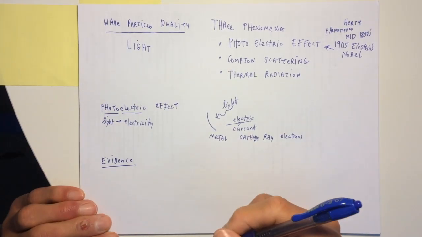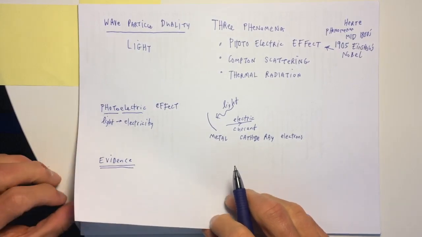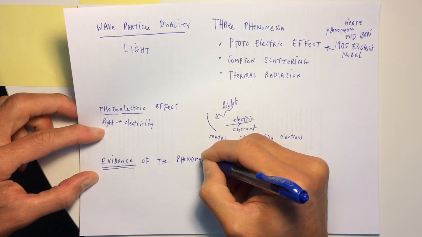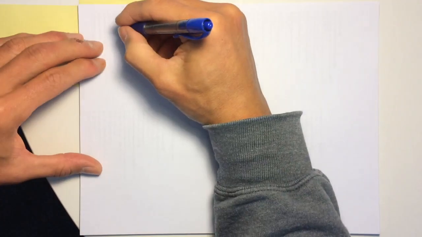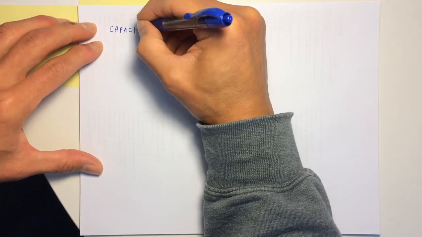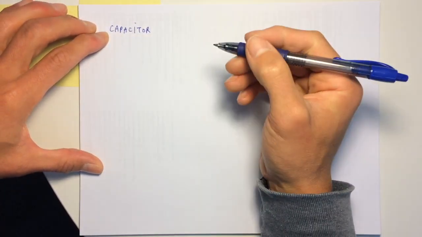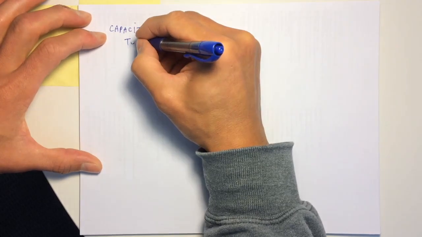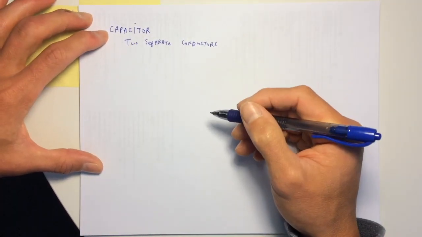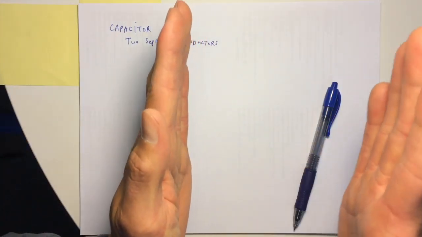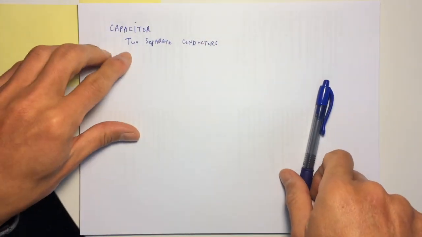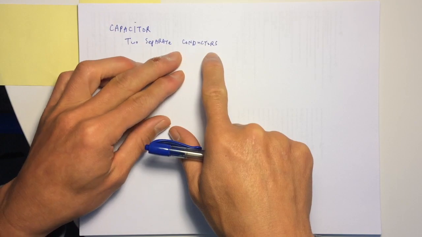All right, so let's start here, and I'm going to start on a new piece of paper. So evidence of the phenomenon. You remember, or I hope you have seen this before, an example of a capacitor device is two separate pieces of metal, two separate conductors. You may remember from your early classes that you have one metal sheet and another metal sheet, and they are insulated from each other by vacuum or a dielectric material. In this case, we're going to consider two separate conductors of a capacitor separated by vacuum.